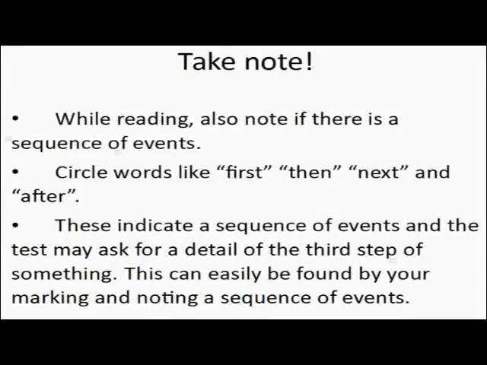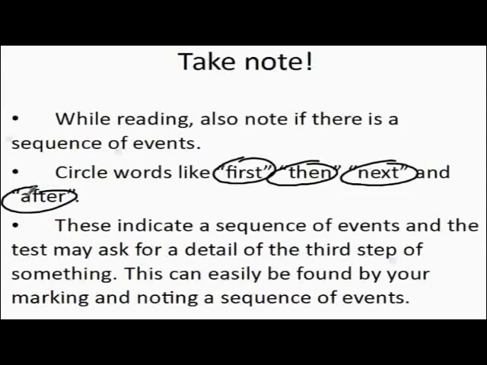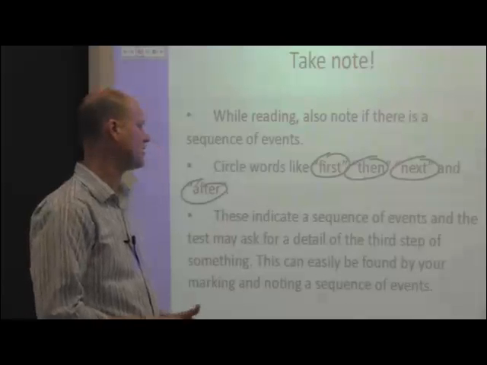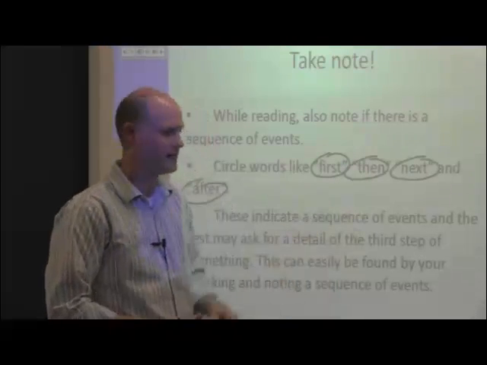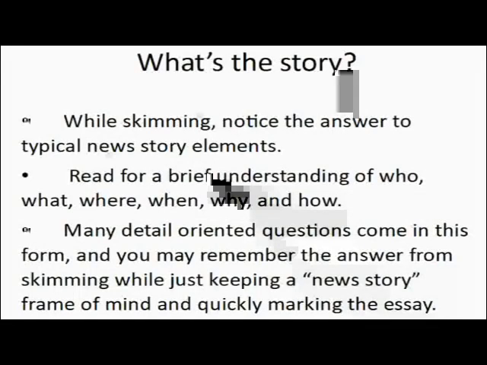Take note. While reading, also note if there's a sequence of events. Circle words like first, then, next, and after. These indicate a sequence of events. And the test may ask for a detail of the third step of something, and then you can easily find it by marking and noting the sequence of events. So if it was looking for the third thing, and you had circled the word third, bam, you got it real quick.